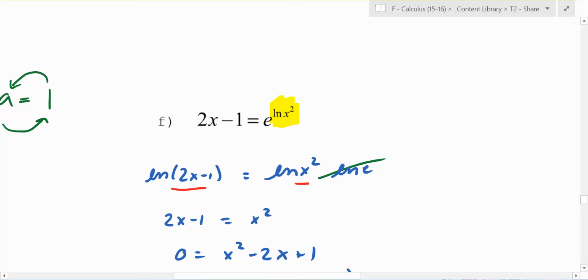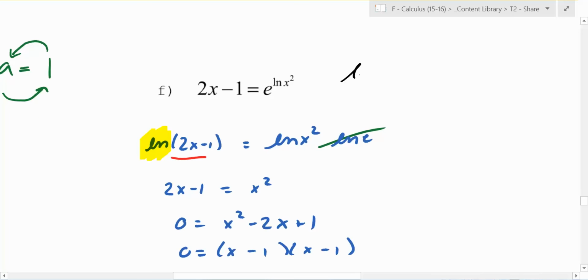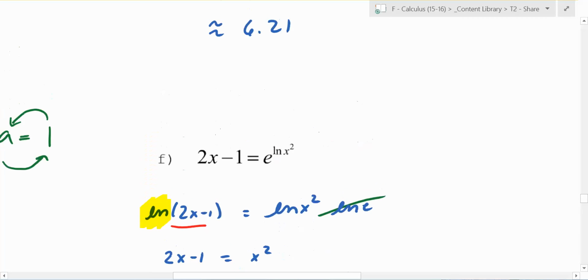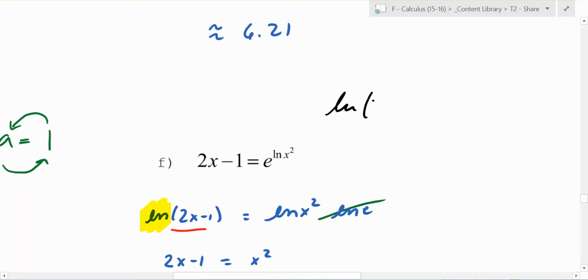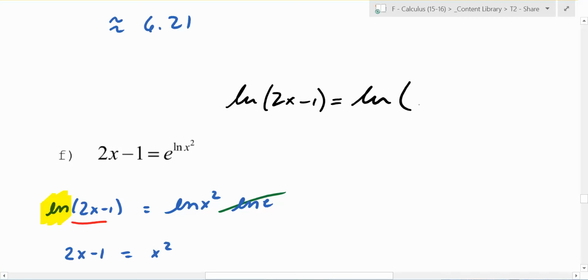Well, there's a ln in the exponent, right? What was done to both sides? The ln was taken of both sides. So there's actually an intermediary step in here. If we do the ln of both sides, we have ln of 2x minus 1 equals ln of e to the ln x squared.